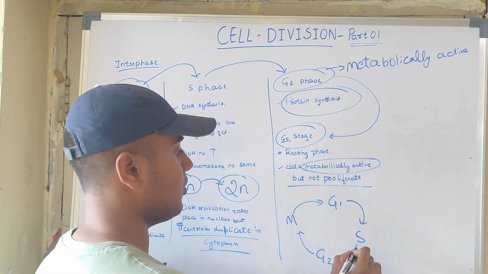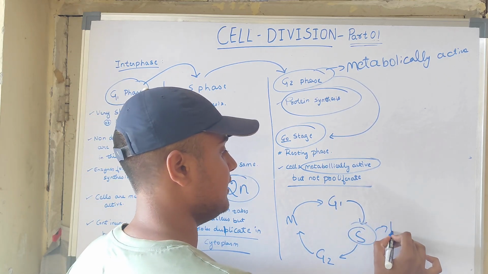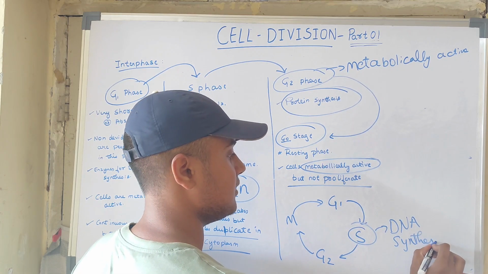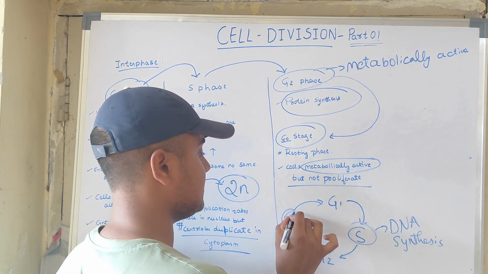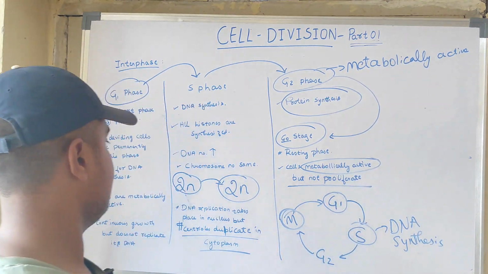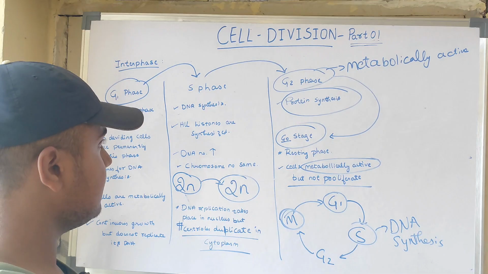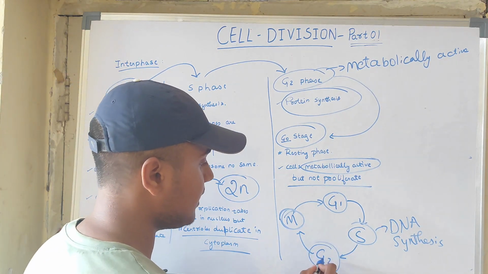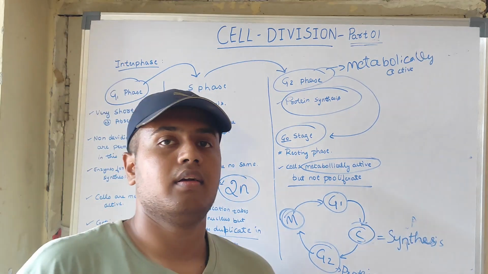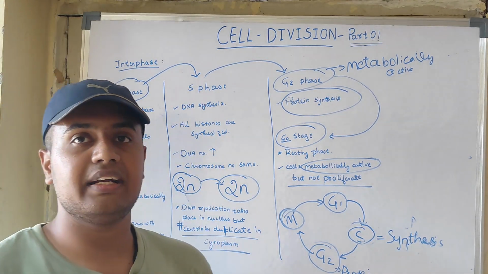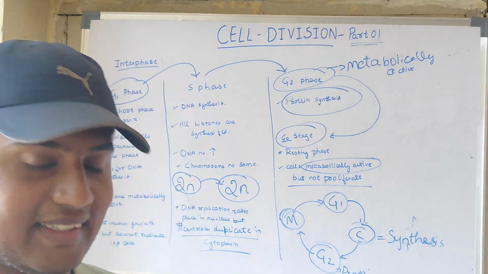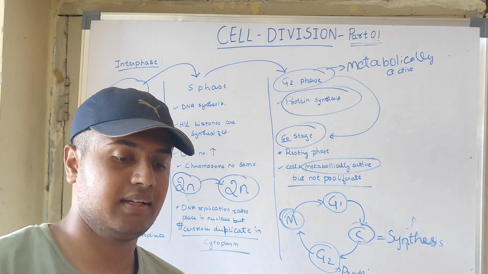The cell repeats throughout. In S phase, DNA synthesis takes place. In the divisional phase, this may be mitotic phase or meiotic phase. In G1 phase, cells are metabolically active. In G2 phase, cells are metabolically active and protein synthesis also takes place here. These are all the consequences of interphase and cell cycle. Let's move to the next phase, that is M phase, the divisional phase.